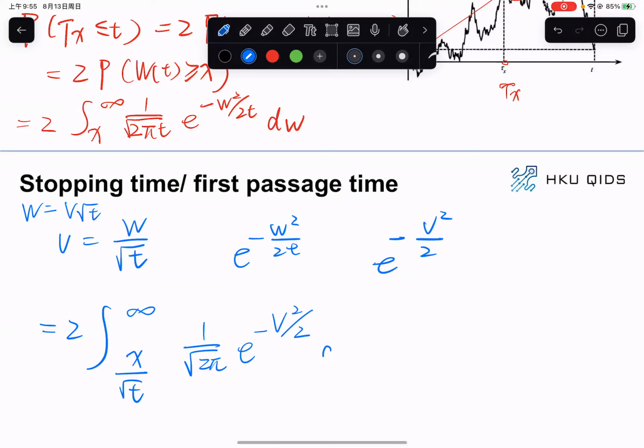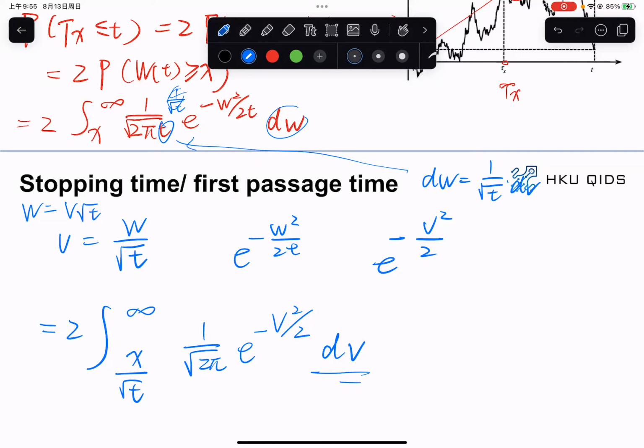dv. Why is this t gone? Because we are going to take this square root t out when we're changing from dw to dv. We need to have dw equal to square root t times dv, right? So this t is actually here, okay? When we're changing from dw to dv.